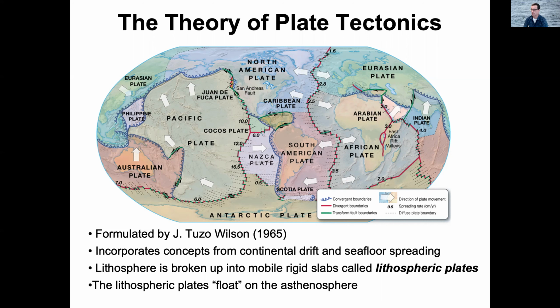And then transform fault boundaries. These occur all along divergent boundaries, and then also in some areas by themselves, and that's where two plates are slipping next to each other. They're sliding next to each other. We're not losing or creating any new plate, but they can cause serious faults. So the San Andreas fault is an example of a transform fault.